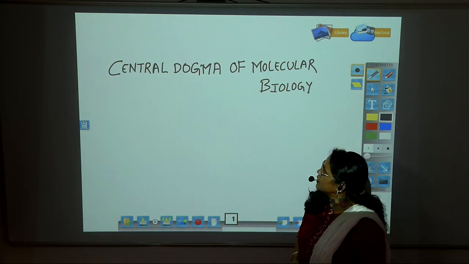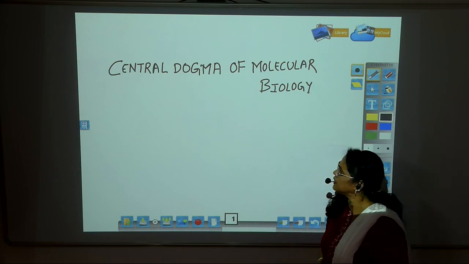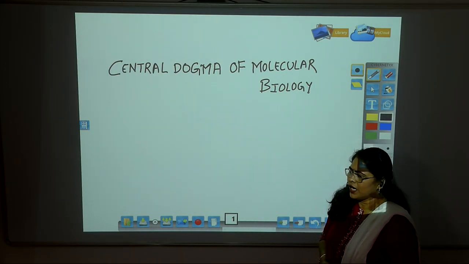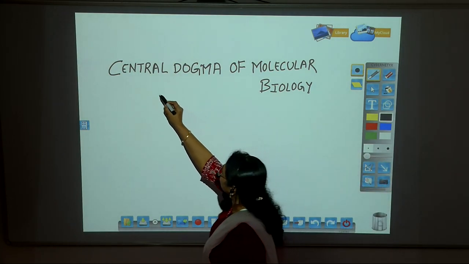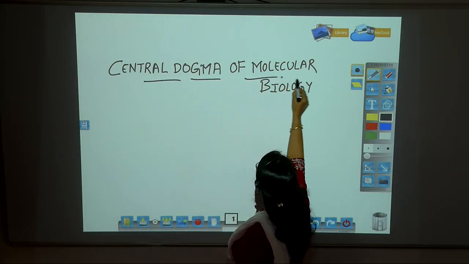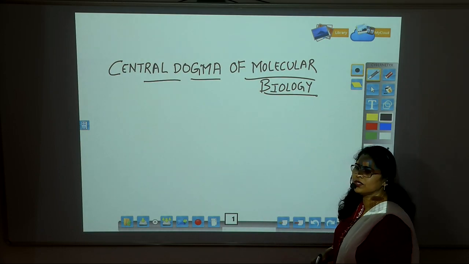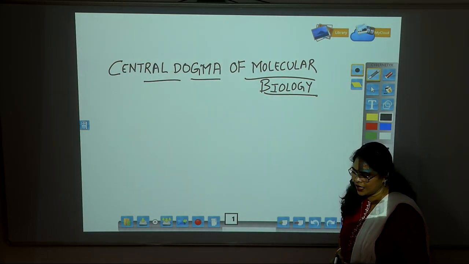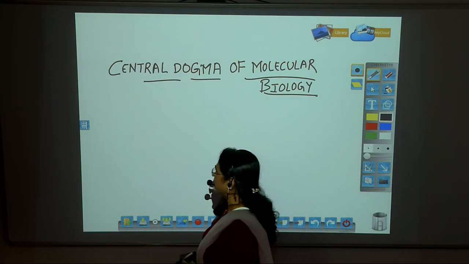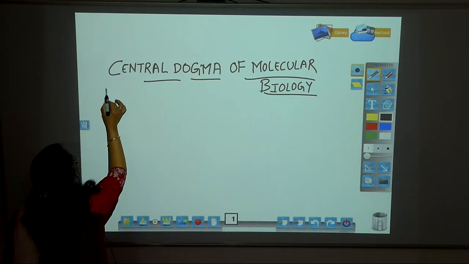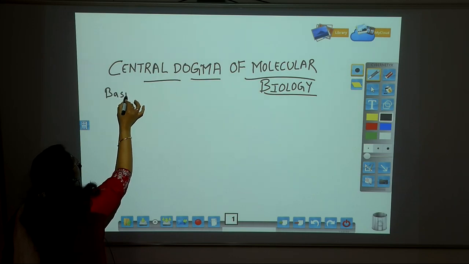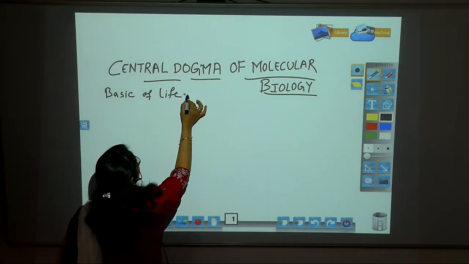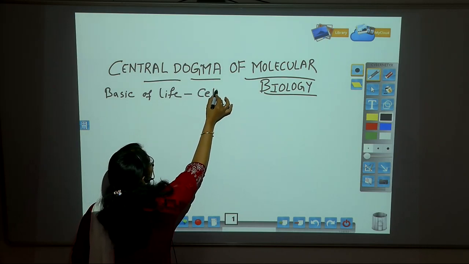Today we'll learn a very basic but very important concept of molecular biology, and that is the central dogma of molecular biology, which is also called the central dogma of life. Now we all know that the basic unit of life is the cell.